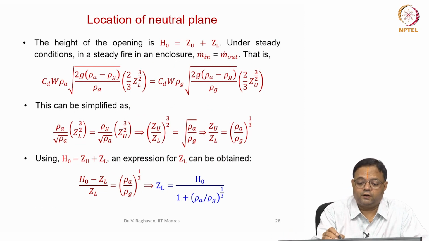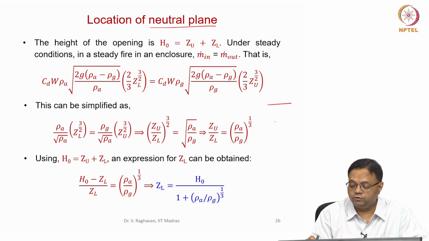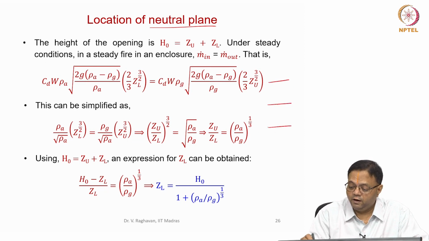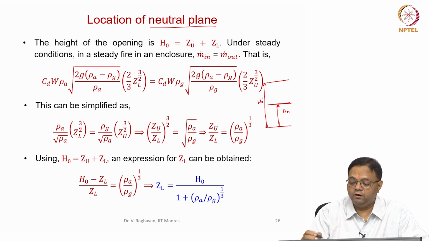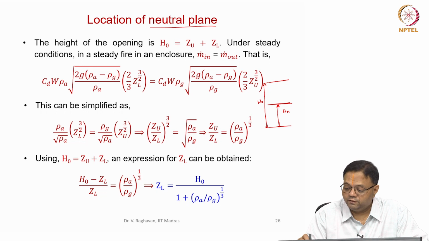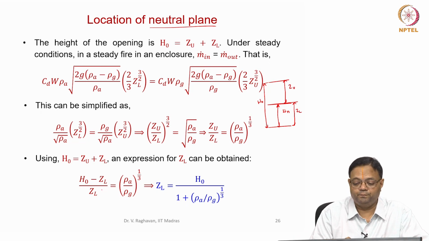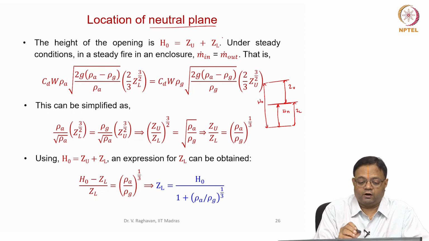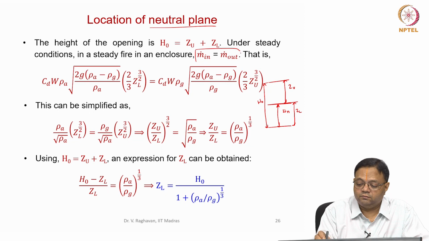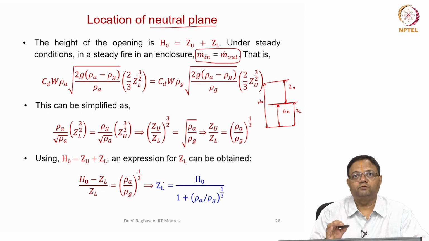Now, for this I need to calculate the location of the neutral plane. So this is the floor and this is the ceiling, and this is the neutral plane, at height HN, and this height is H0, the opening vent. So we can see that this is also ZL and this is ZU. So now we can see that H0 equal to ZU plus ZL. So combining this equation, for steady state condition, the mass flow rate of the air coming in will be equal to the mass flow rate of the gases going out.